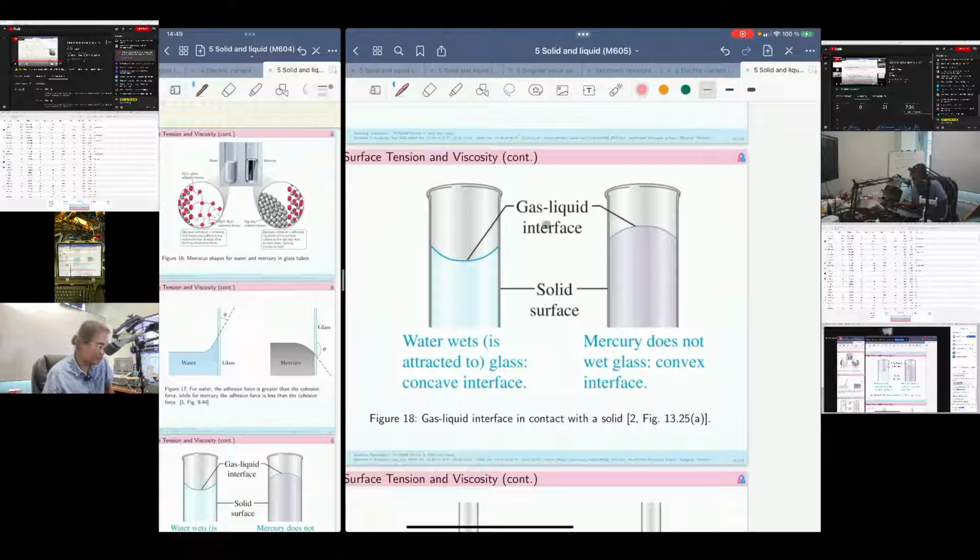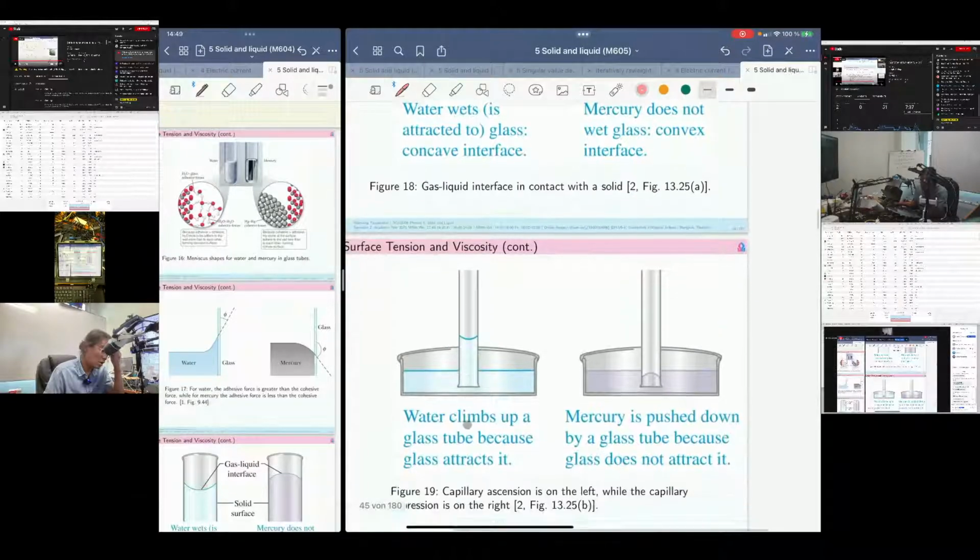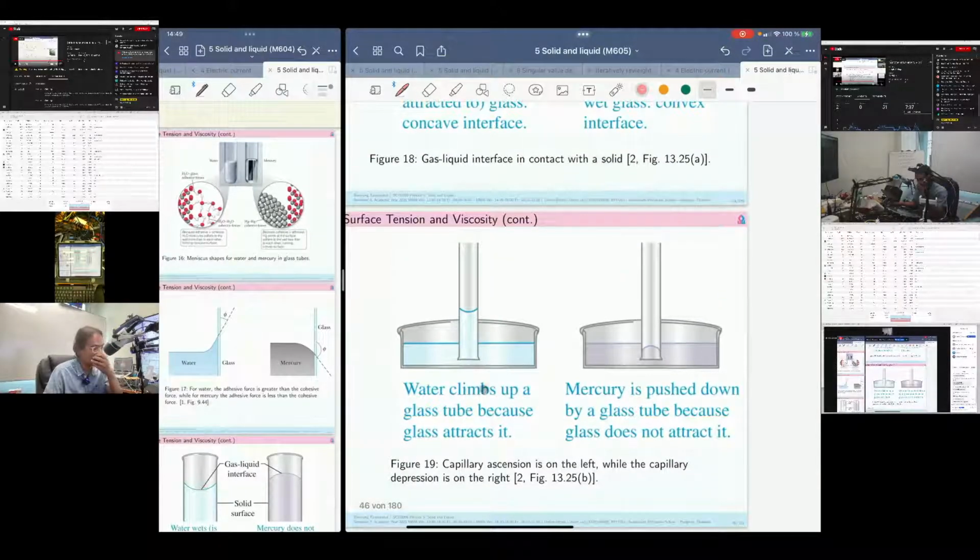yeah, the interface, the surface of the fluid, the gas and liquid interface, is going to be different. Okay, this one is a concave interface, and this one is the convex interface. Okay, หงายกับคว่ำนะครับ okay ไหม and the water climbs up.